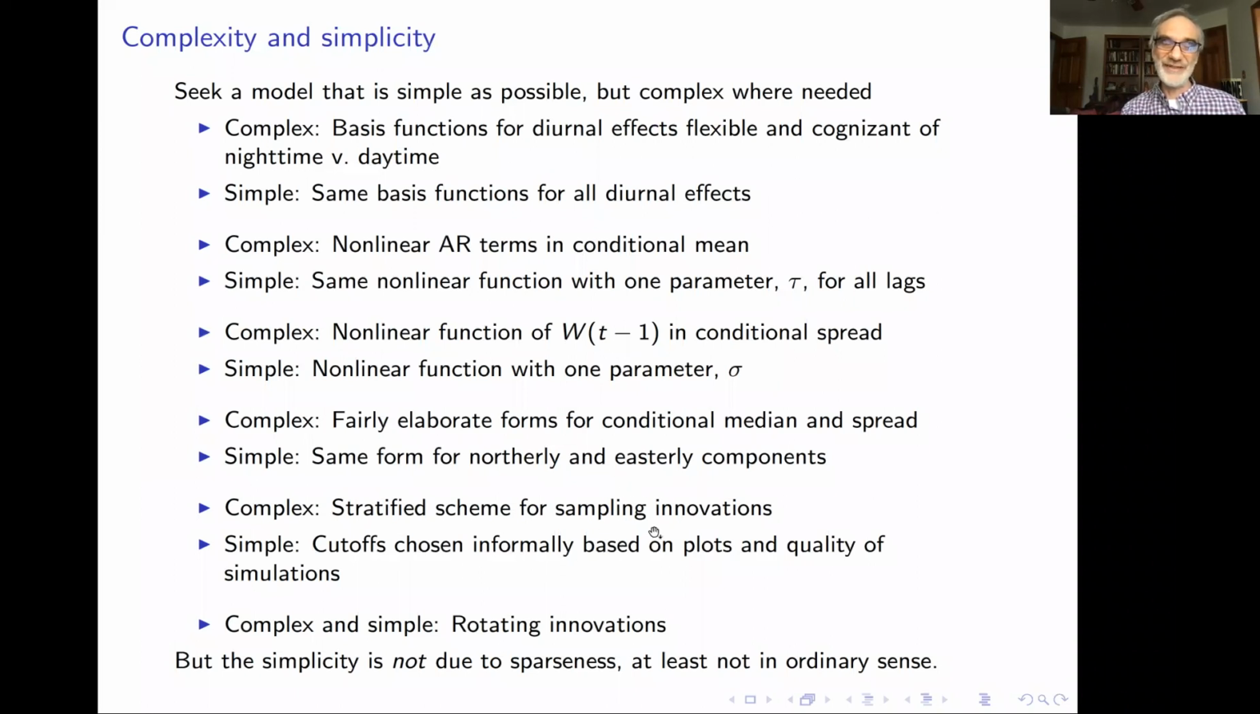The sampling innovation scheme is pretty elaborate, but it was developed in a fairly informal, ad hoc way. All right, so in principle, my model looks back 240 minutes. To find the conditional distribution of wind at 1 minute given the past, it uses the last 240 minutes.